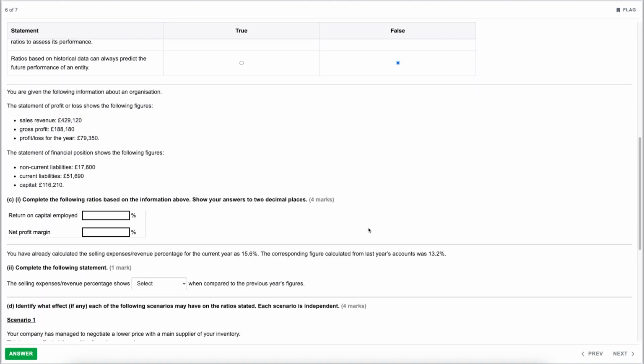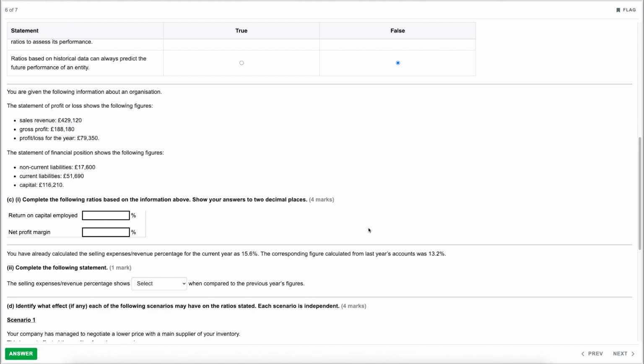Onto some ratios then. So you are given the following information about an organisation. The statement of profit or loss shows the following figures. So we've got sales revenue, gross profit, and then profit or loss for the year, or net profit. The statement of financial position shows the following figures. So it's given us the non-current liabilities, current liabilities, and capital. So part C then, for 4 marks, complete the following ratios based on the information above. Show your answers to 2 decimal places. So 2 marks per ratio.